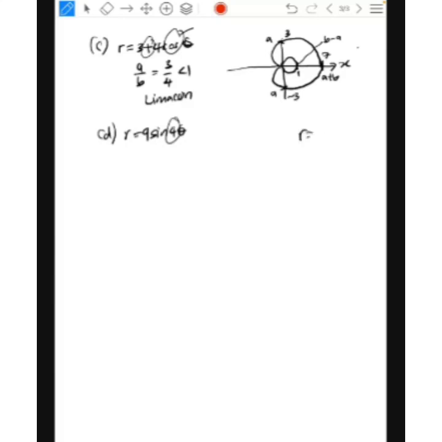A rose curve must have petals. The number of petals depends on the value of n, whether your n is odd or even. If odd, then your petals will be equal to n. If even, then your petals will be times 2, 2n. Okay? So let's draw this rose curve.